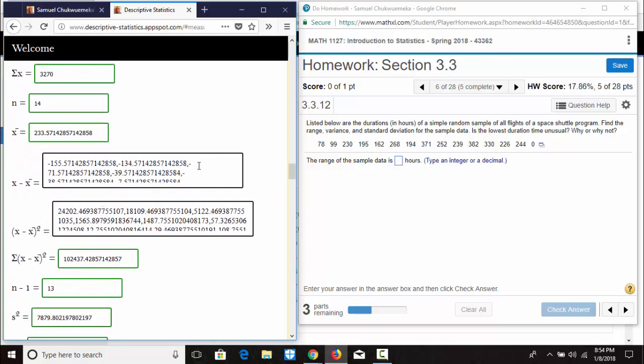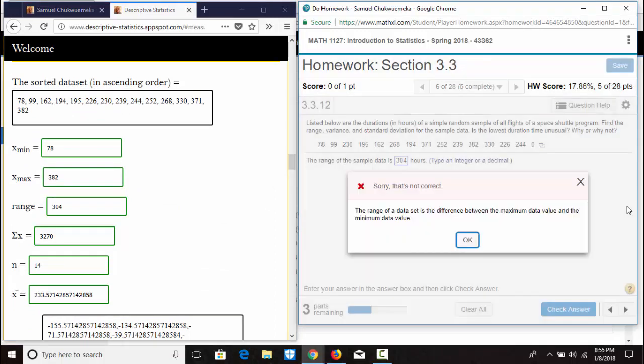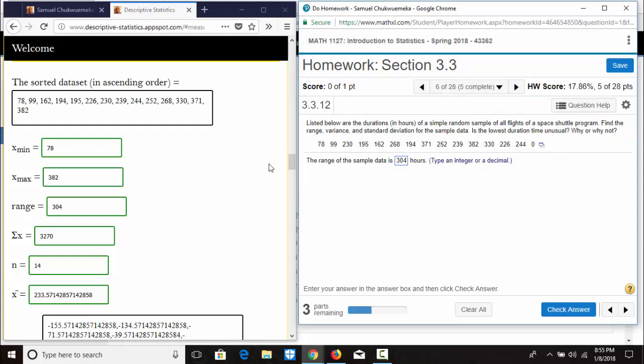So if you were doing this by hand, you can check your answers for all these steps to make sure that they are right. Okay, the range is 304 hours. If you get this, you want to look to see whether we actually put in everything. There's some data we probably missed, so we go and check it again. Actually, it's good to count it.